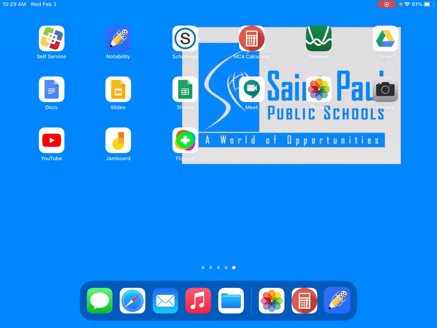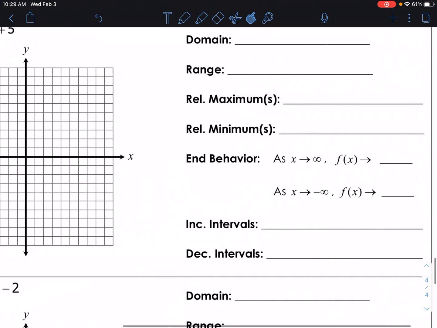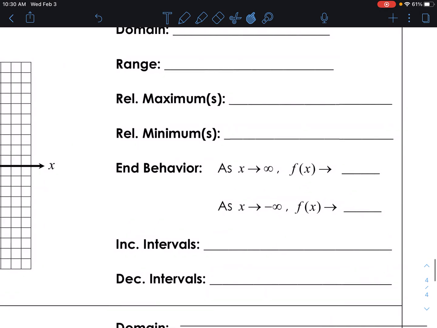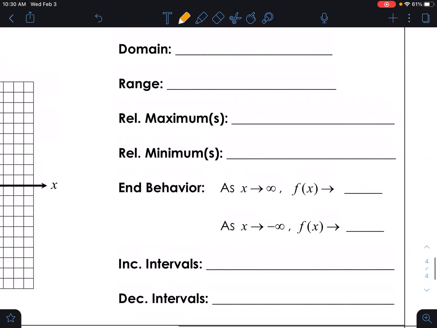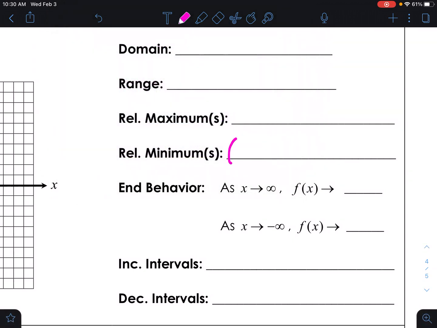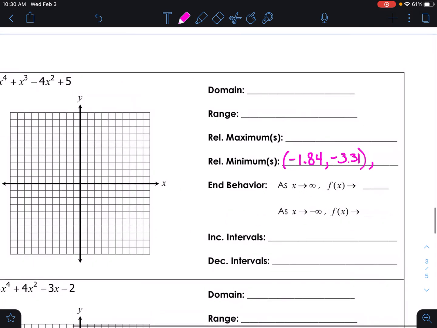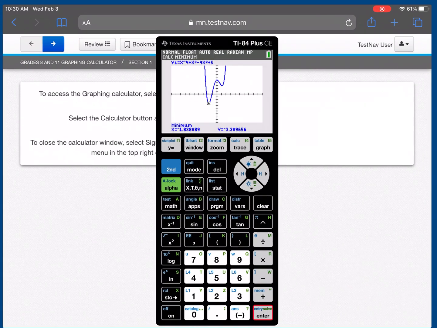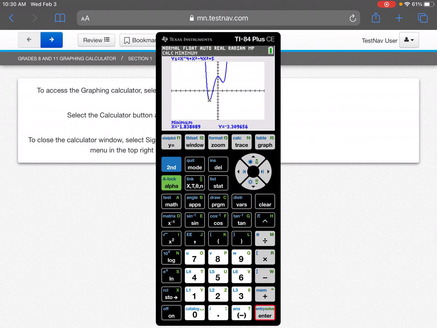Okay, I don't want to do a split screen because it might drop on me. So my first relative minimum, notice this is my relative minimum, so I'm going to write that here. I'll change colors here. Okay, relative minimum, negative 1.84, comma, it was negative 3.31. Now we have another one, so I'm going to do that. Now notice I'm doing this before I graph it, and I'll explain why here in a second. Let me double check that that was correct. Yeah, negative 1.84 and negative 3.31.